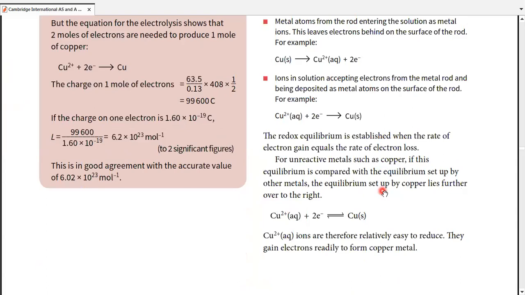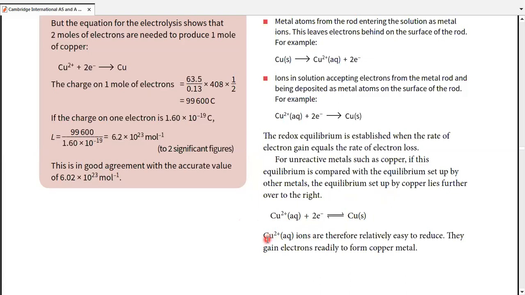Redox equilibrium is established when the rate of electron gain equals the rate of electron loss. For unreactive metals such as copper, if this equilibrium is compared with the equilibrium set up by other metals, the equilibrium set up by copper lies further over to the right. Do we understand that? This is for an unreactive metal such as copper. What he tries to say over here is that unreactive metals tend to stay in the solid form instead of ionic form. And for reactive metals, it would be the opposite. They will try to react quickly in order to be converted into ions.